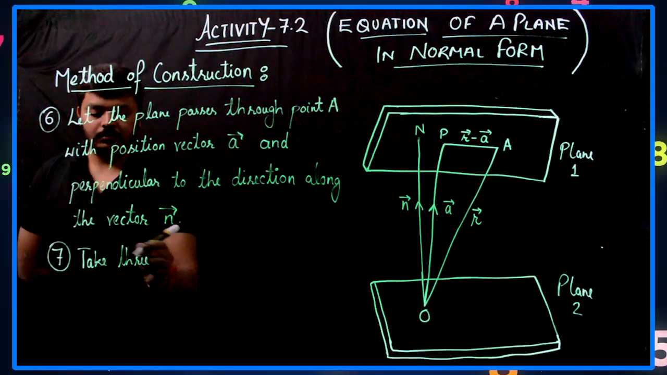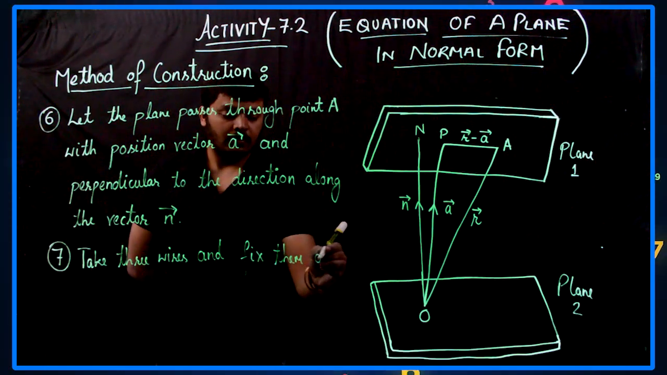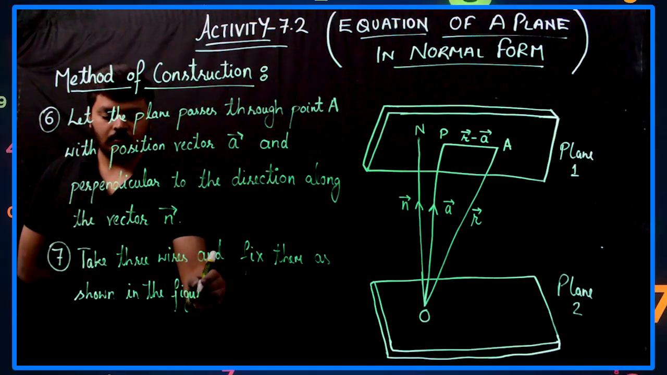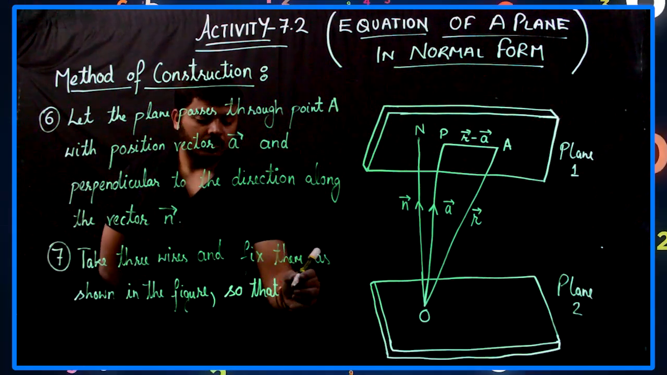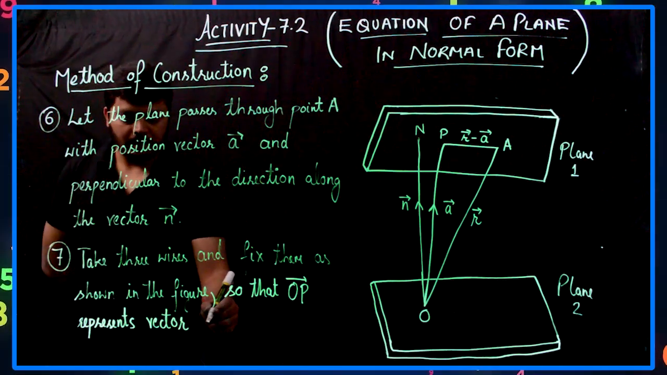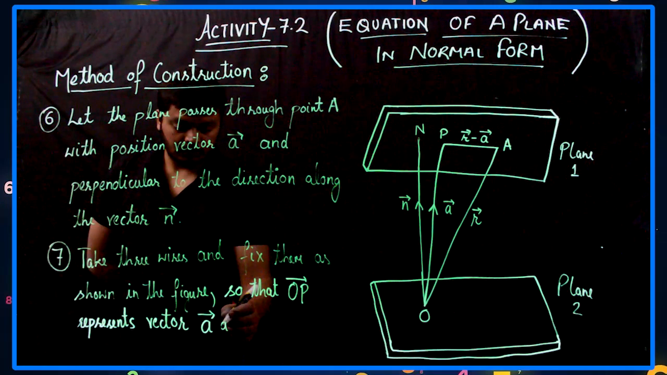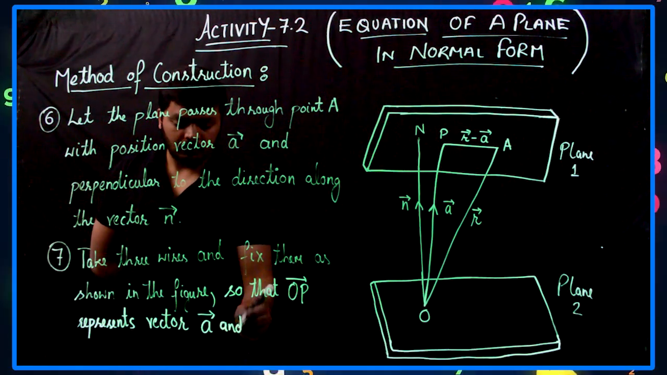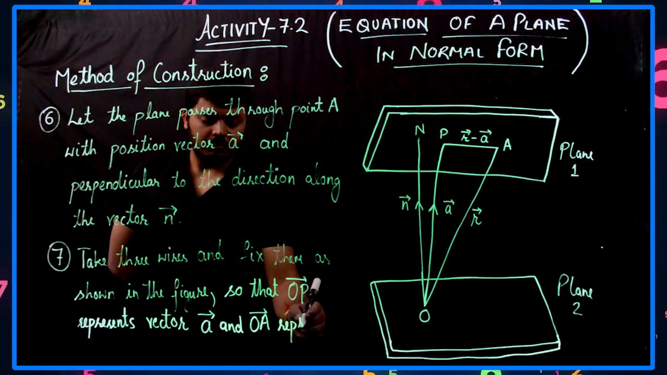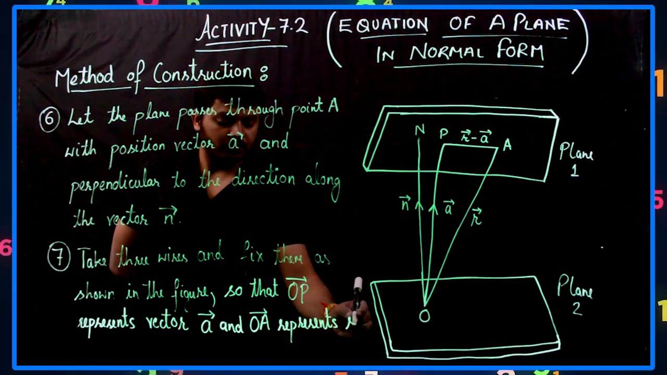Step 7. Take 3 wires and fix them as shown in the figure, so that OP represents vector A, that is OP represents vector A, and OA represents vector R.